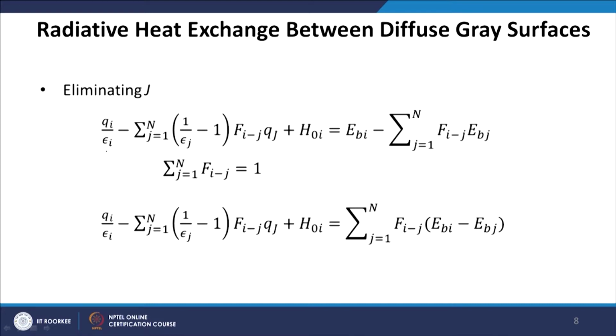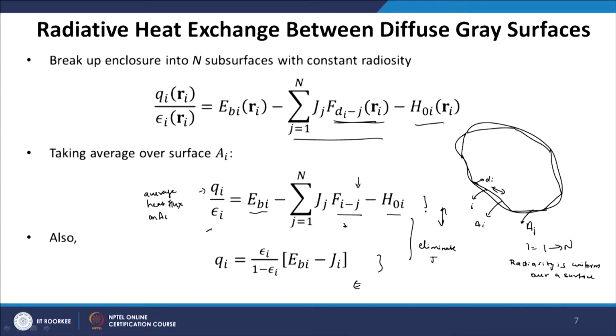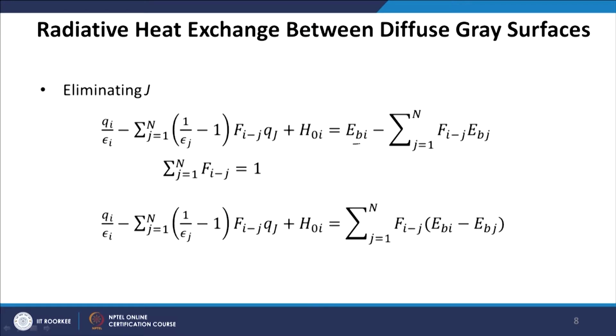So, Qi upon epsilon I, from this term, Ebi, and then we have substituted for the Ji in terms of Q and taken it on the left hand side. So, this is our final equation. For gray surfaces, this will be used as the equation to solve for.